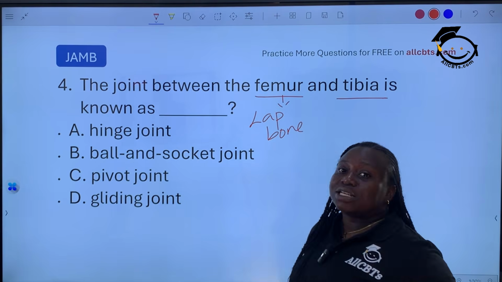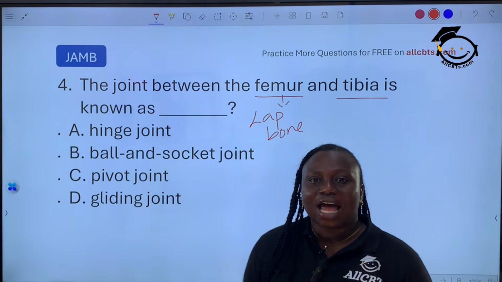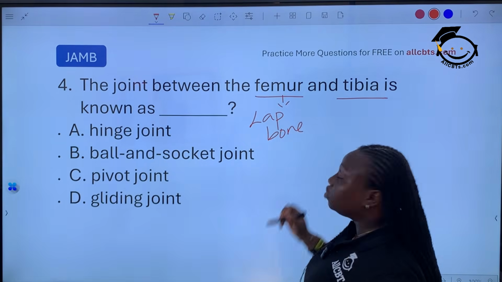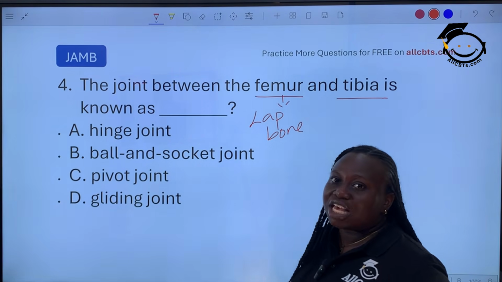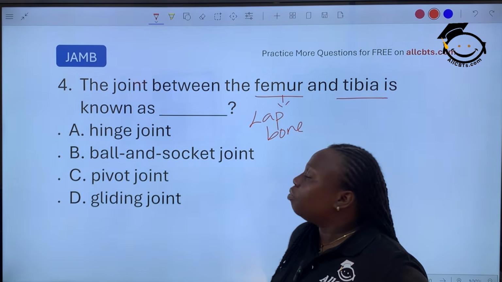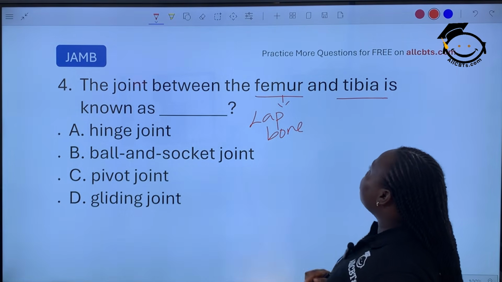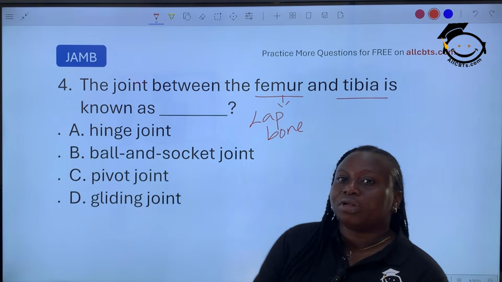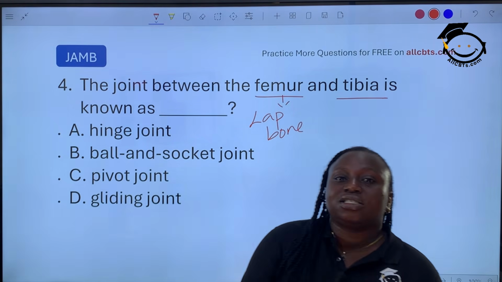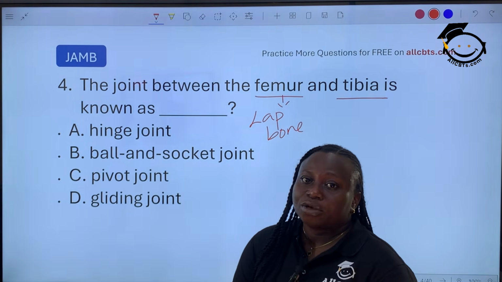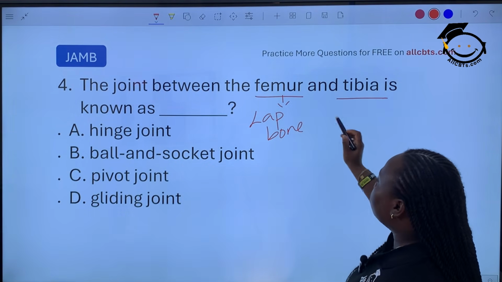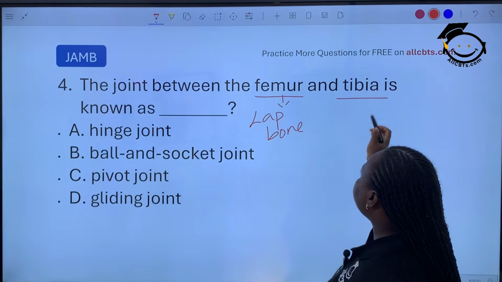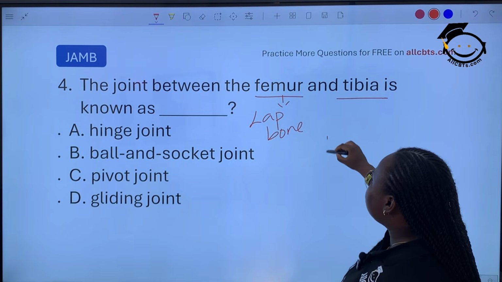The thigh bone, the bone found on our laps, is also the biggest bone in the body. So this particular femur is the biggest bone. This tibia, don't forget that just like how we have the ulna and radius, we have the tibia and the fibula. So it is the tibia that is directly connected to the femur. So let us just assume this is a leg.